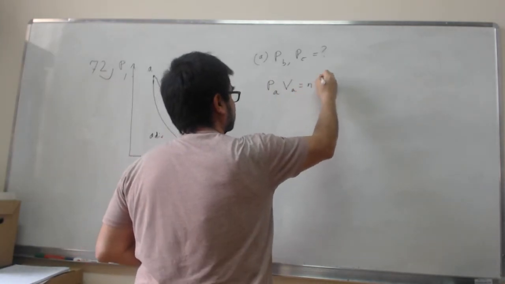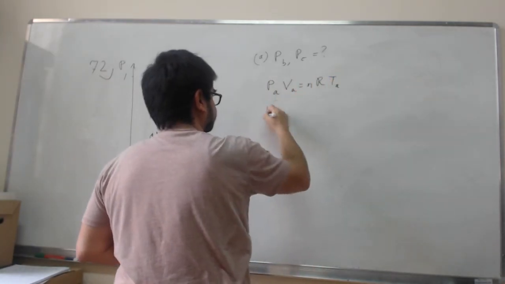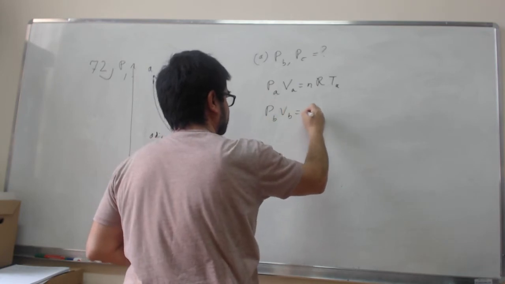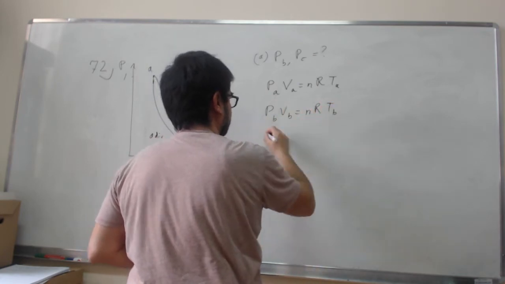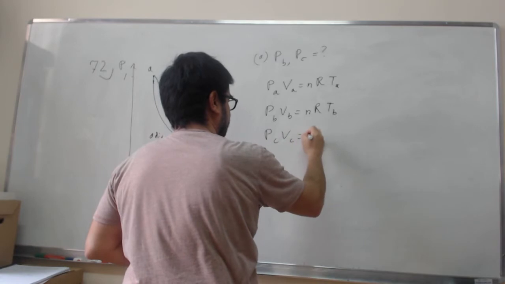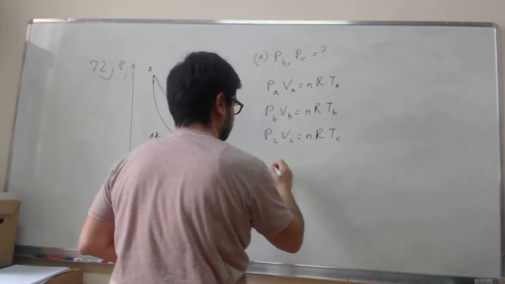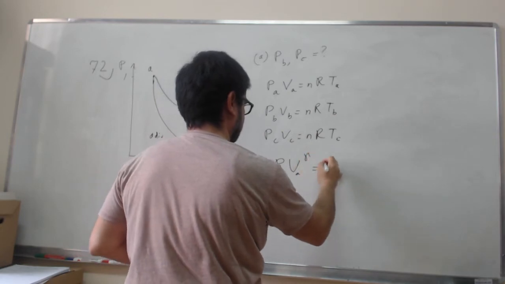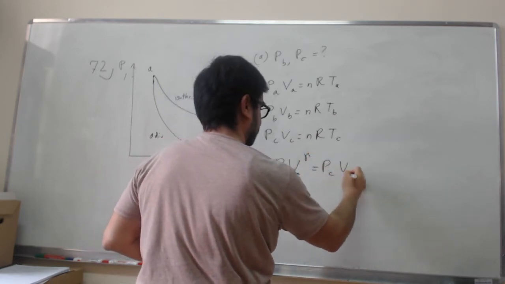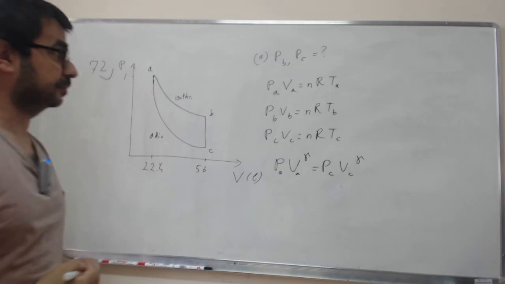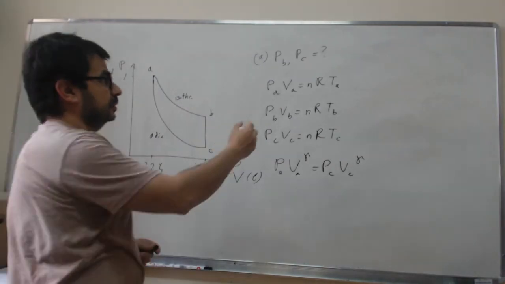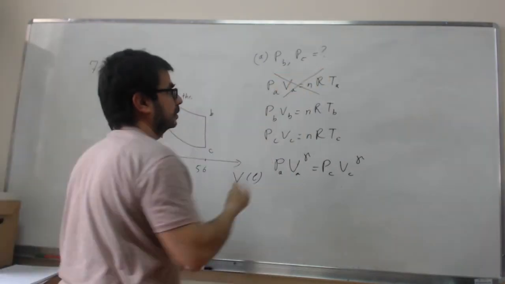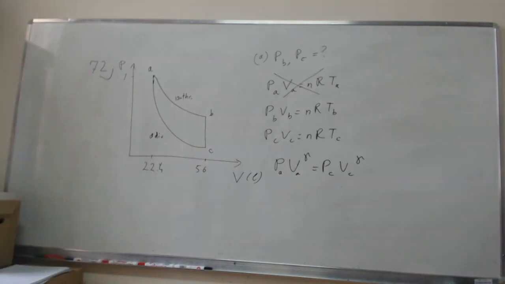PAVA is nRTA. PBVB is nRTB. PCVC is nRTC, and then VA to the gamma is PC, VC to the gamma. This is the adiabatic expansion. Right? So the first one is not very useful. It just relates a number of quantities that we know to each other. It's at standard temperature and pressure, so you know everything about it.